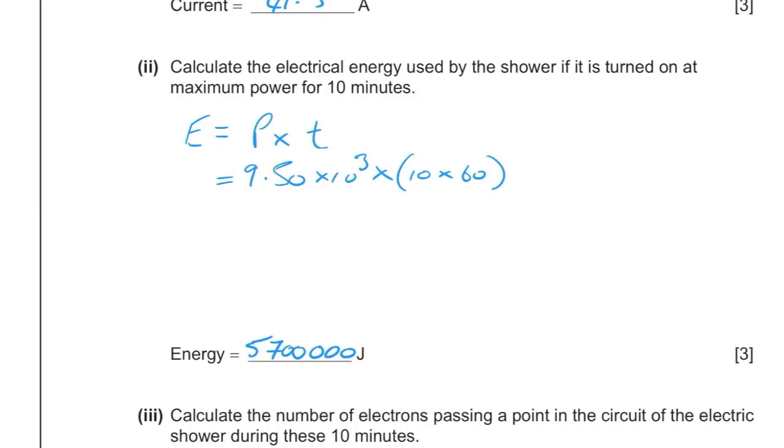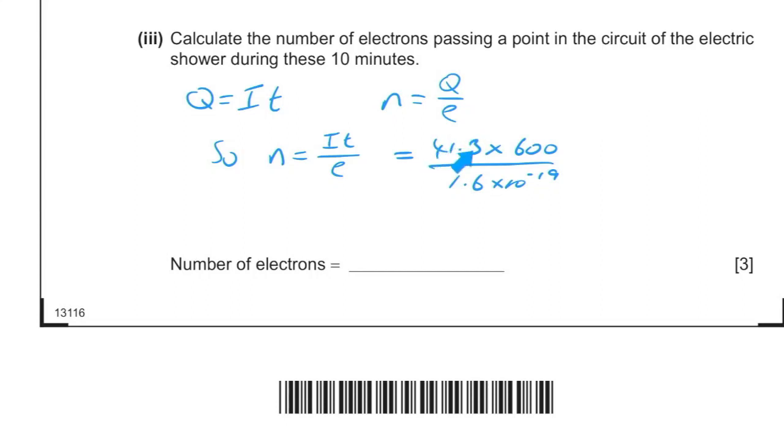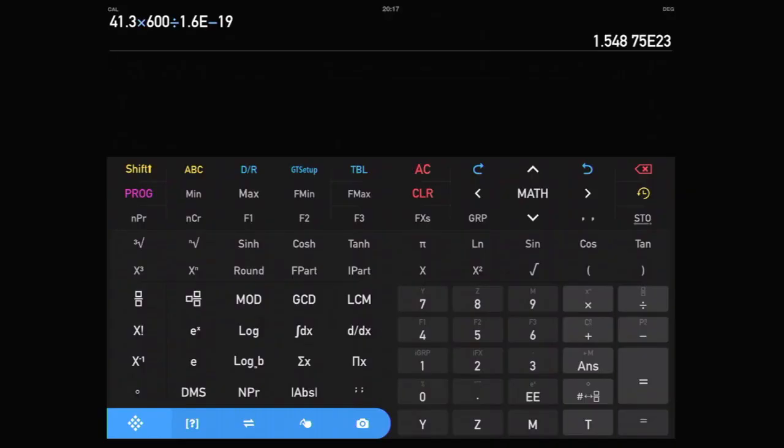Part 3. Calculate the number of electrons passing a point in the circuit of the electric shower during these 10 minutes. Okay, so again, we've got a current, we've got a time, so we should be able to get a charge from that. Q equals IT. But the number of electrons also equals Q over E, the elementary charge. So N will equal IT over E, and we just sub into that now. So we've 41.3 amps, 600 seconds, and the charge of an electron is 1.6 times 10 to the minus 19. And you can see that it gives us approximately 1.55 times 10 to the 23.